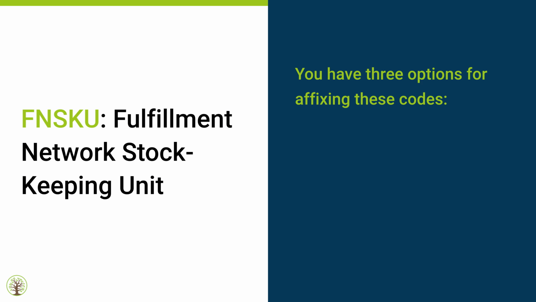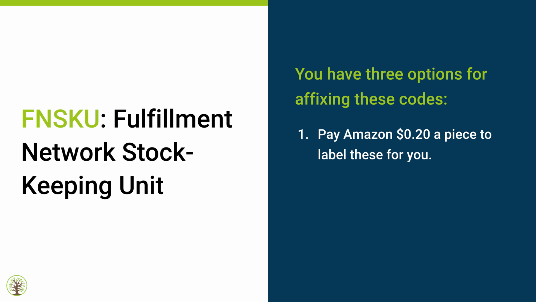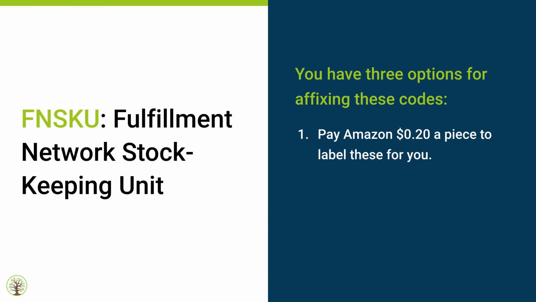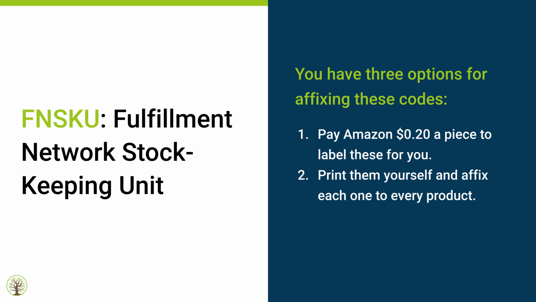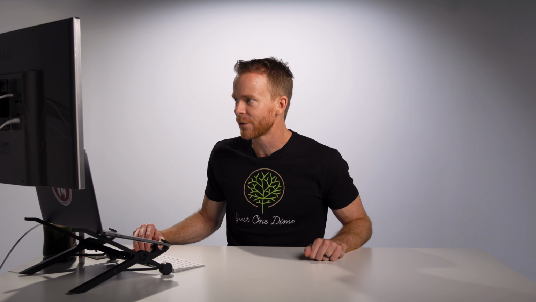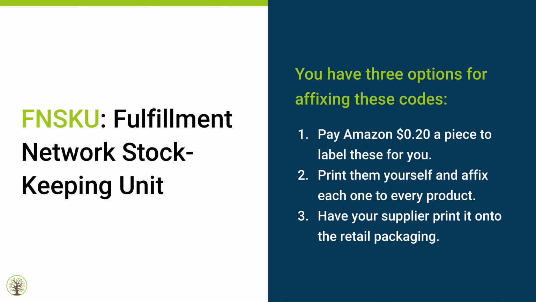So you have three options to get these codes on your product. Option number one, you're gonna pay Amazon 20 pennies a piece to label these for you, which means it will delay getting it into the fulfillment center. It'll give you the option when you set up your shipping plan. Option number two, you can print the labels at home if you enjoy printing labels and touching sticky things, and label every single product yourself. And option number three, you can have your supplier print it onto the retail packaging, which is excelente, and that's exactly what you should be doing, and I'll tell you why.